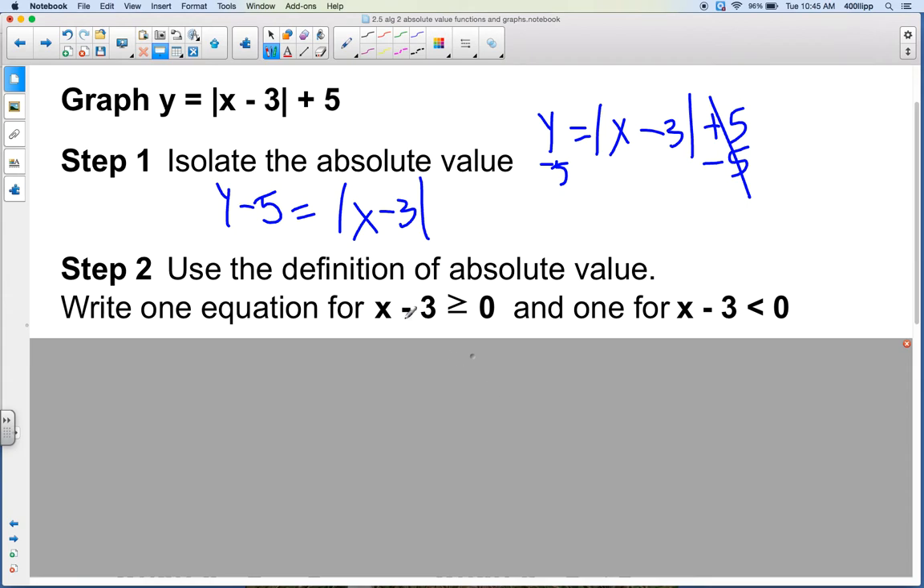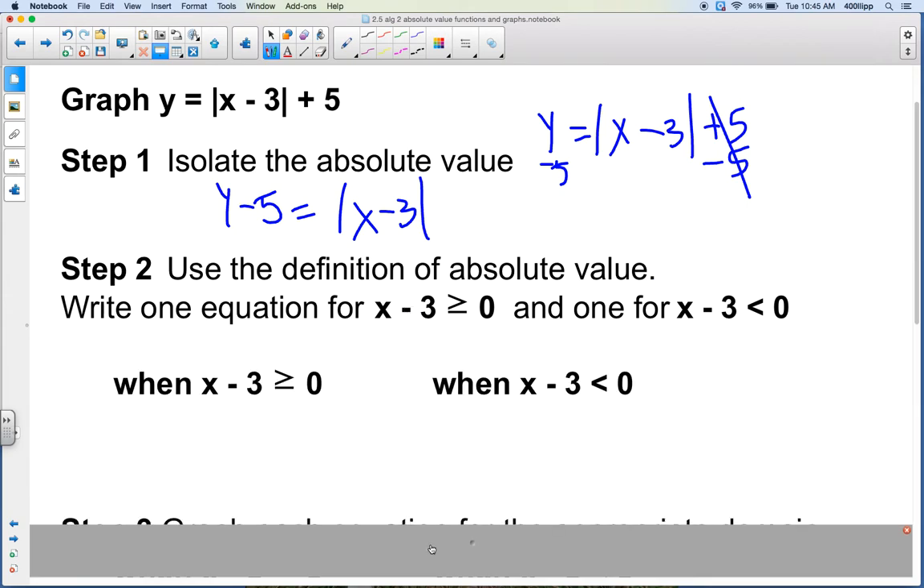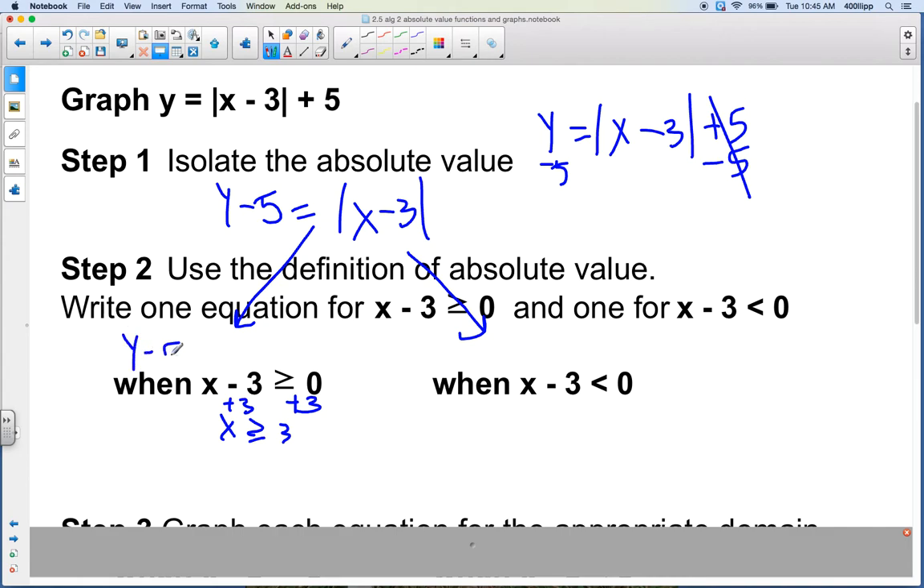Okay, so when x minus 3 is greater than or equal to 0, I can actually solve that. So we're going to have two different things here. Solving this, adding 3, I'm going to get x is greater than or equal to 3. So I'm only going to plug in values that are greater than or equal to 3 for this equation. And I'm going to break this up, where one of the absolute values will be positive, meaning this is positive, right? Greater than or equal to 0 means positive. So y minus 5 equals x minus 3.